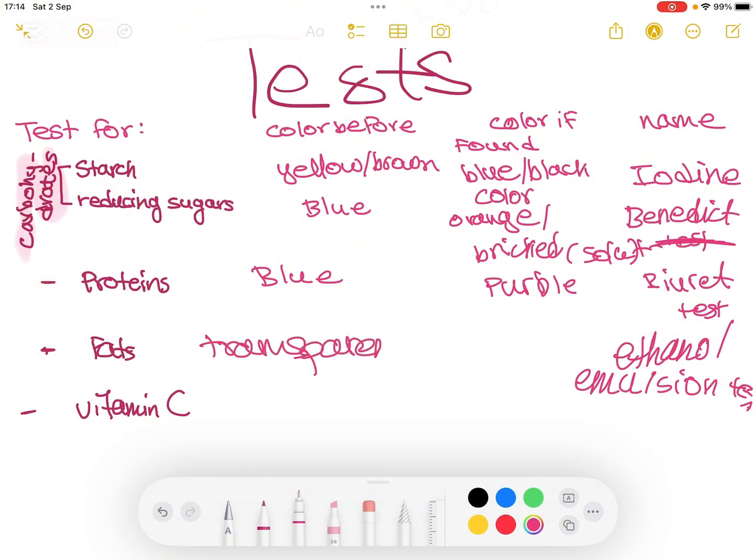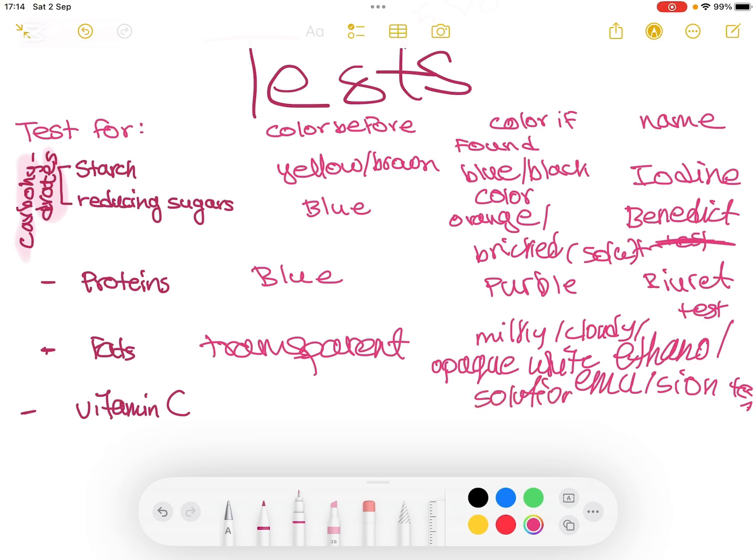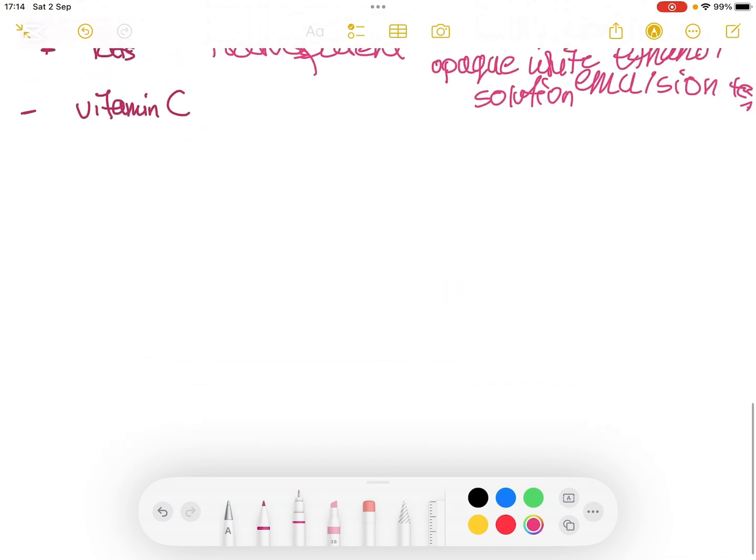So before it's transparent, and then after it's milky, cloudy, opaque, white solution. And so basically over here for vitamin C, it has another test.